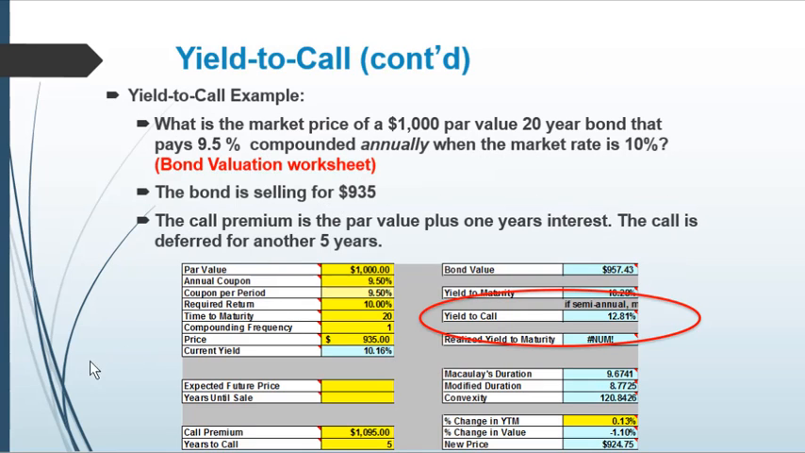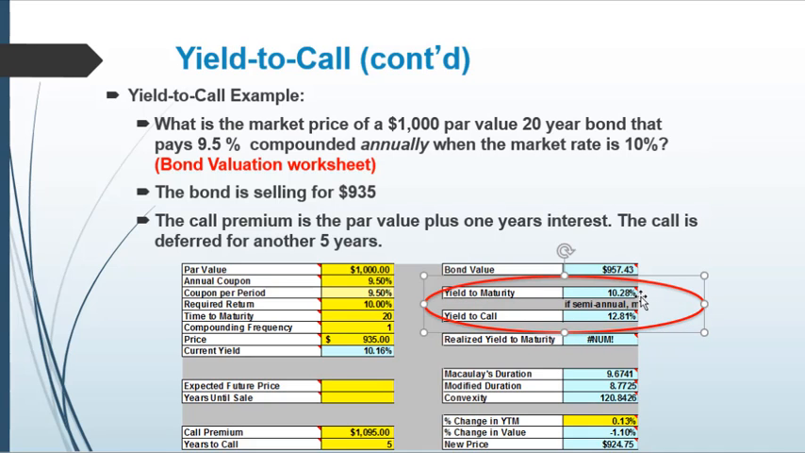The way that I provide in the spreadsheet so that we can look at all of these multiple return calculations is I've created a box where you put the call premium, that's 1 year's interest plus the par, and this bond can be called 5 years from now. So the yield to call is 12.8. The yield to maturity is 10.28. So you would like it if the company would call this debt. You would get a higher yield on your investment.